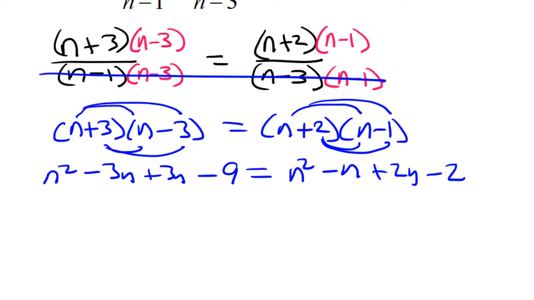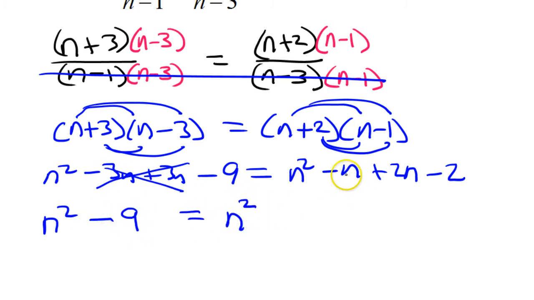That's an n. I know it looks like a y, but it's really an n. Okay, combining like terms, I have n squared. These like terms just cancel out. So I have n squared minus 9 is equal to n squared. Negative n plus 2n is just plus 1n. And then I've got that minus 2 over there.